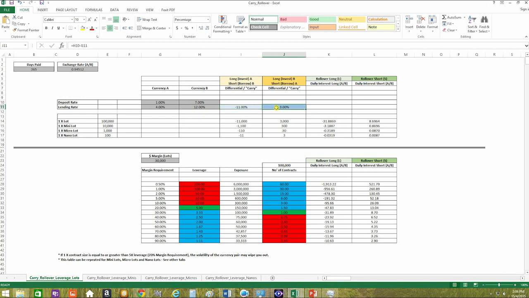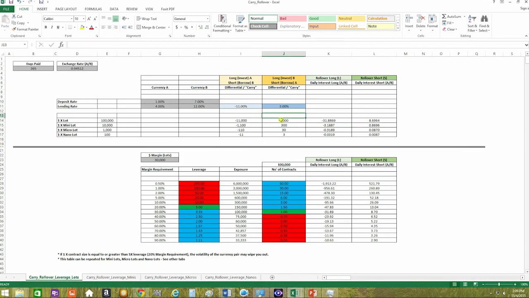Now, if you were to do the opposite, so if we went long currency B and short currency A, which is essentially putting on the trade short AB, then we get a net credit to our trading account annually of 3%. Now, if we move further down in the table overall, you're going to see here are various trading sizes.